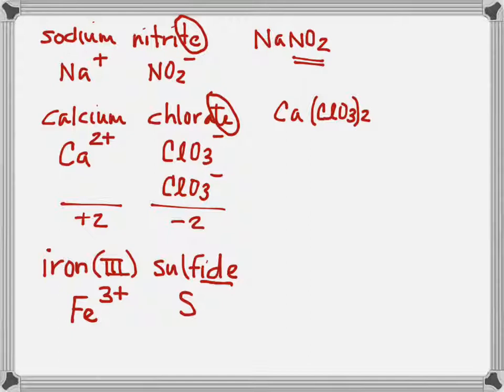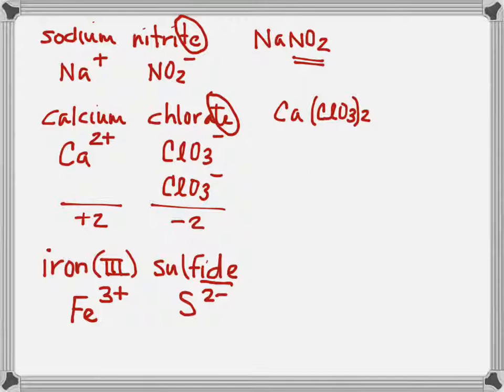So sulfur becomes sulfide. And what's the charge on sulfide? Just count backwards. 0, -1, -2. This is a -2 charge. 2 minus. Then we look at the charges. Are they the same? No. One's 3 and one's 2. That's not going to add up to 0.